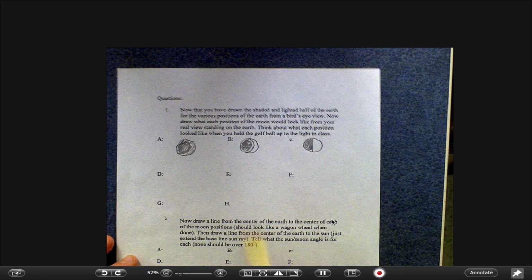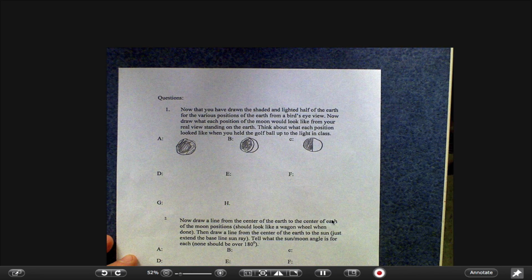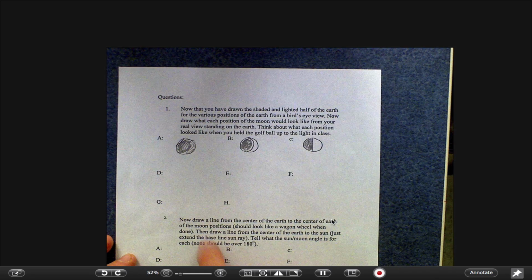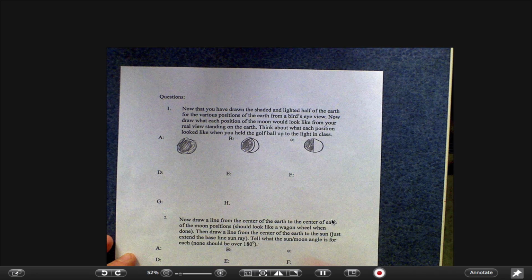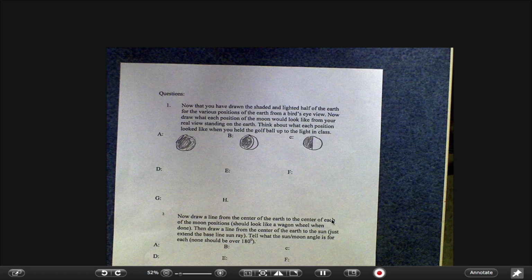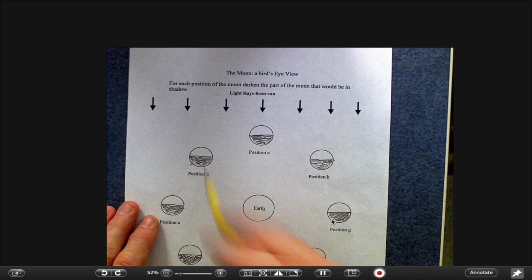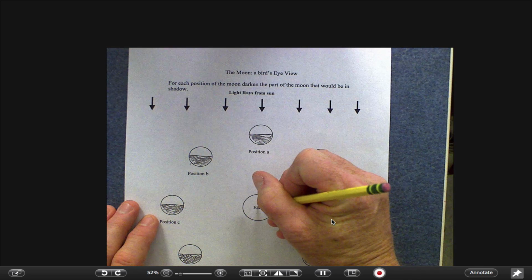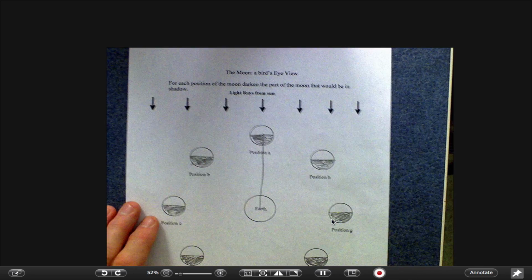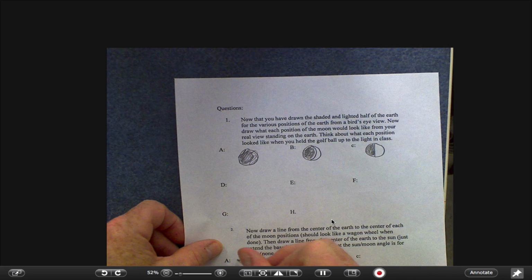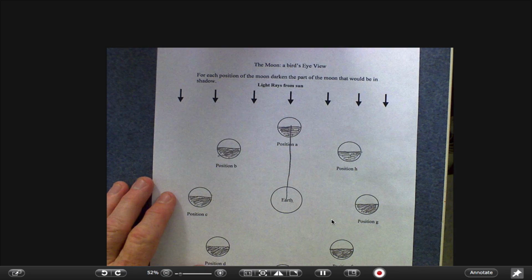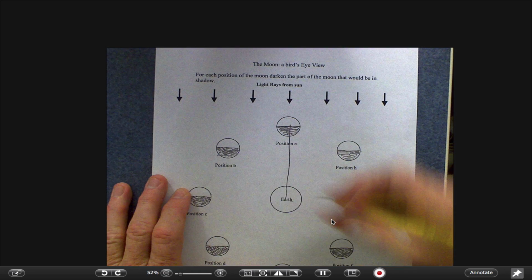Now, the next one says draw a line from the center of the Earth to each of the moon positions, and it says it should look like a wagon wheel, and then draw a line from the center of the Earth to the sun, just extend the base. Now here's what that simply means. For position A, there's your one line right there. And so for position A, you're going to say that that's 0. There's no angle at all right there. It's just one line.